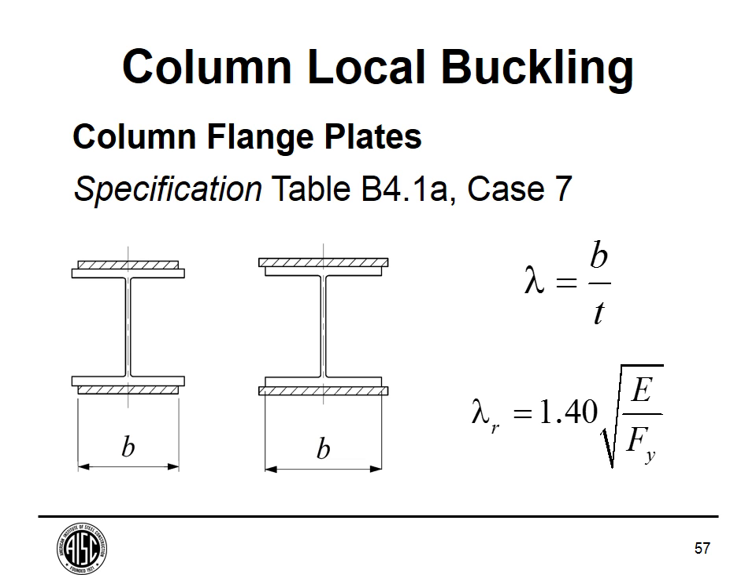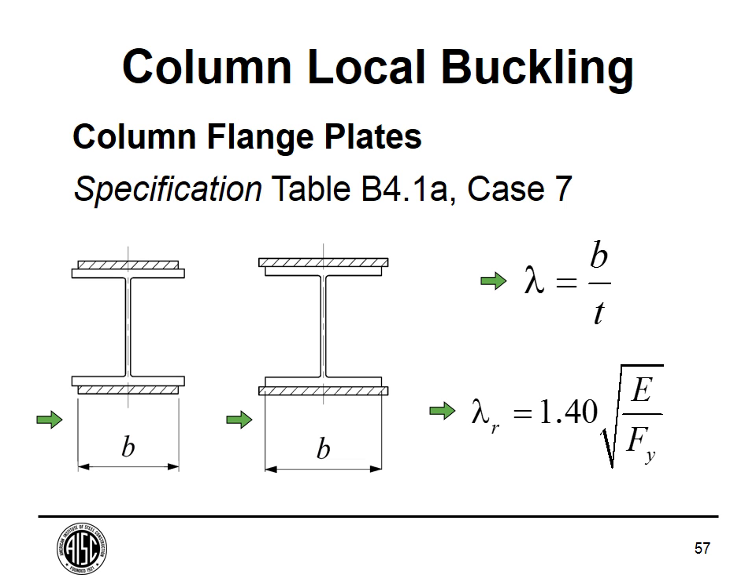So for columns, just take a look in the specification, table B4.1A case 7, and all we really need to do to make sure we don't have to calculate any local buckling is make sure that lambda, which is b over t, is less than lambda sub r. And b is, like I've got shown here, basically the distance between welds. In this case, it's the plate width. In this case, it's the flange width.